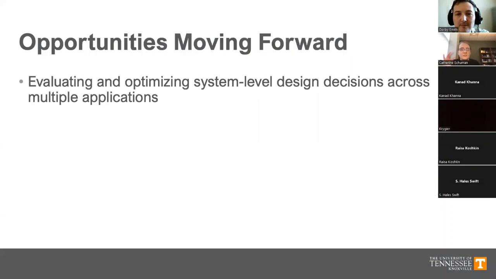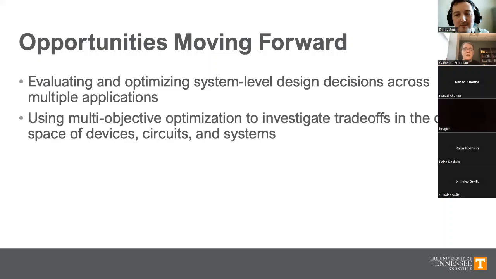So some of the opportunities moving forward, and what I hope have sparked some ideas for y'all: there's a lot of opportunities for evolution, for evaluating and optimizing system level design decisions across multiple applications. So we can not only tailor for a particular application, but look at a suite of applications. We can use multi-objective optimization to investigate trade-offs in the design space of devices, circuits, and systems.